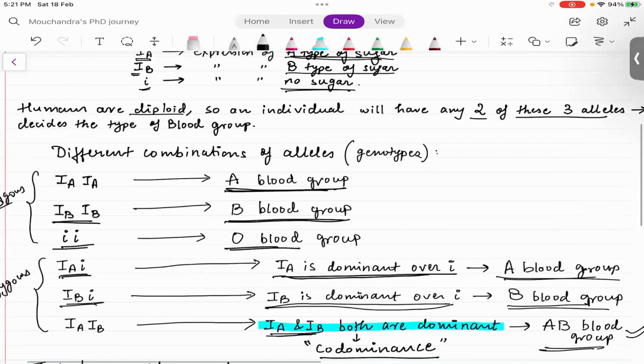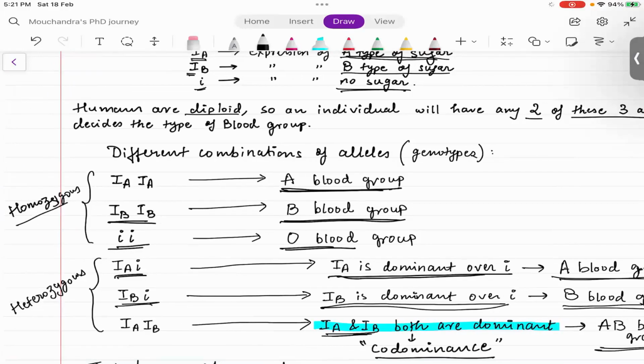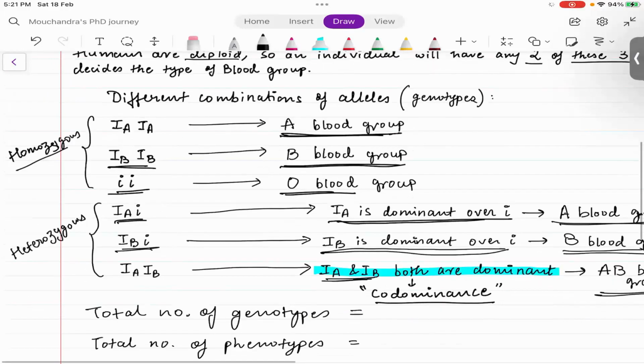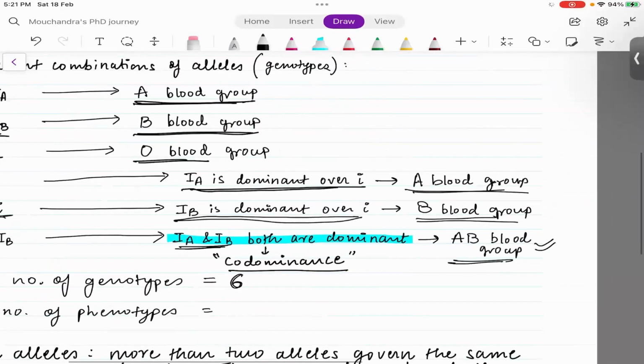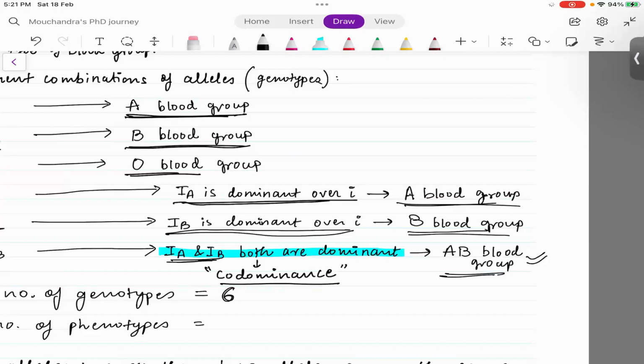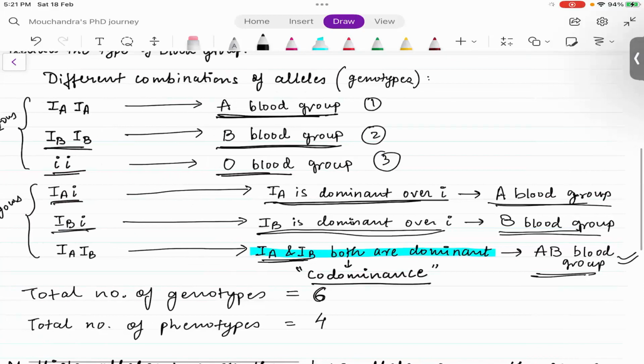So from this workout, we can see that there are six types of genotypes. And the phenotypes, that is what type of blood group that individual has, there is 1, 2, 3, and 4. So there are four phenotypes or four types of blood groups an individual can have. Any of the four, not all the four together, because an individual can have only two copies among these three alleles.